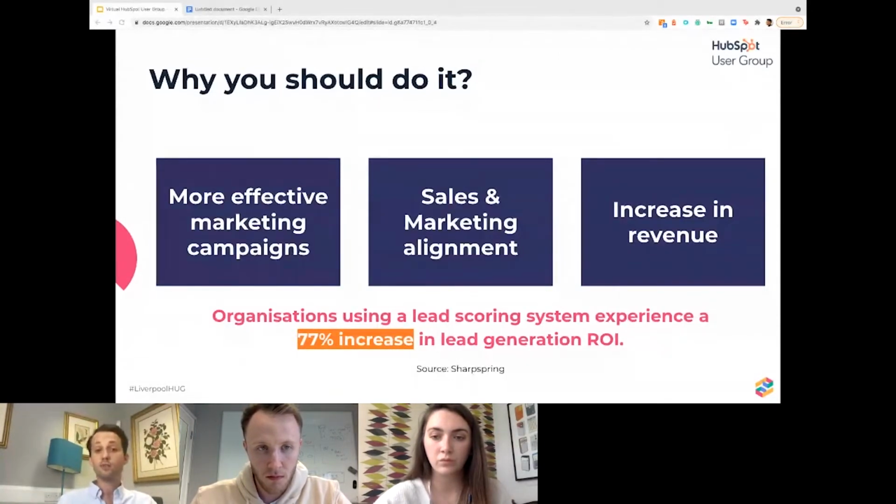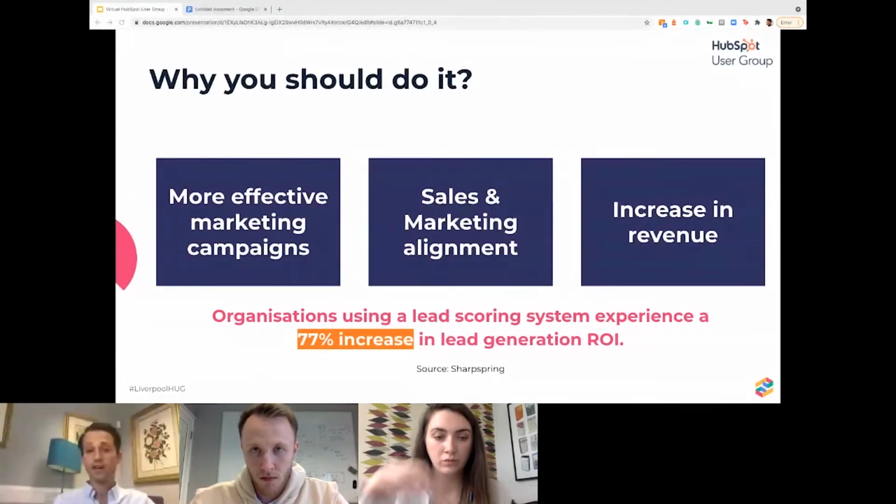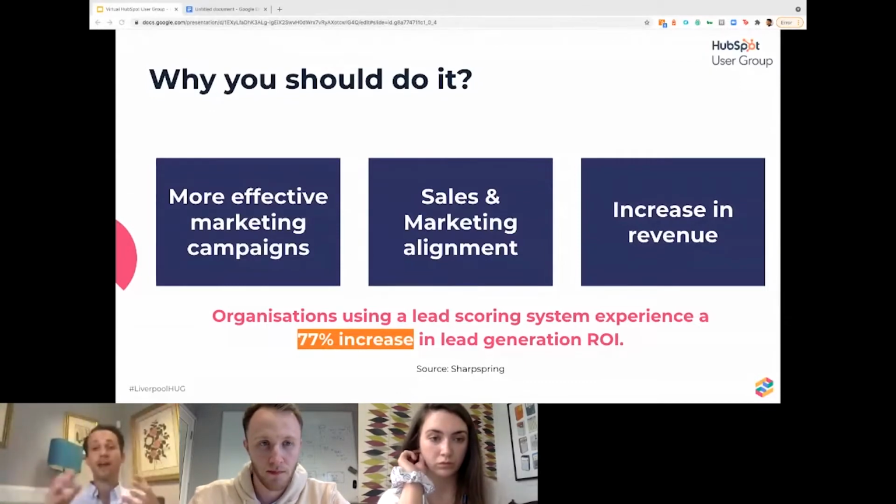And the third reason to build a lead scoring system is an increase in revenue. With lead scoring in place, the sales department can prioritize which leads to follow up with first. They can reach out to qualified leads in a timely manner, and that will impact your revenue significantly.